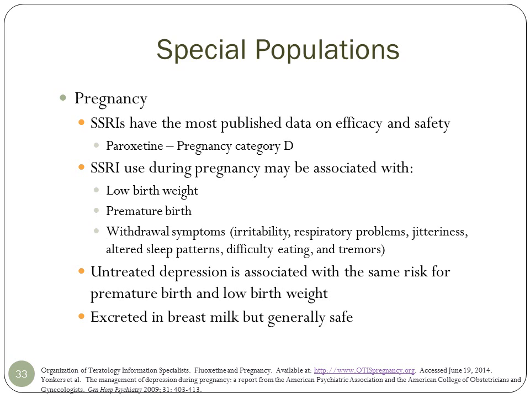And then in terms of pregnancy, SSRIs have the most published data on efficacy and safety. Paroxetine is the one that you have to take special note of. That one is pregnancy category D, and that's because in 2005 there was an FDA advisory indicating that paroxetine may increase risk for cardiac defects. Subsequent studies showed no increase in major birth defects with paroxetine, but it is still listed as pregnancy category D.